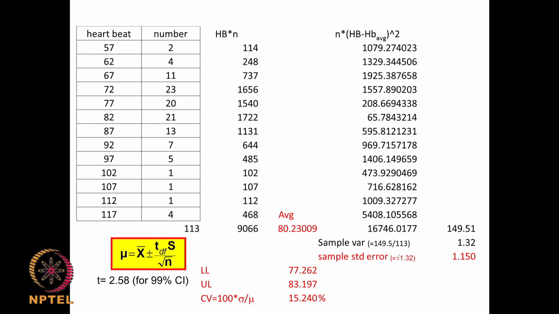It's quite a simple problem, we can calculate. This is the upper and lower limits for the heartbeat with 99% confidence, based on a sample of 113 students. Understand? Okay.